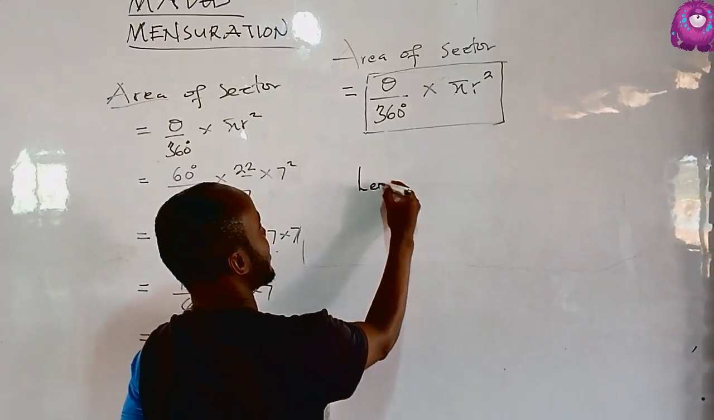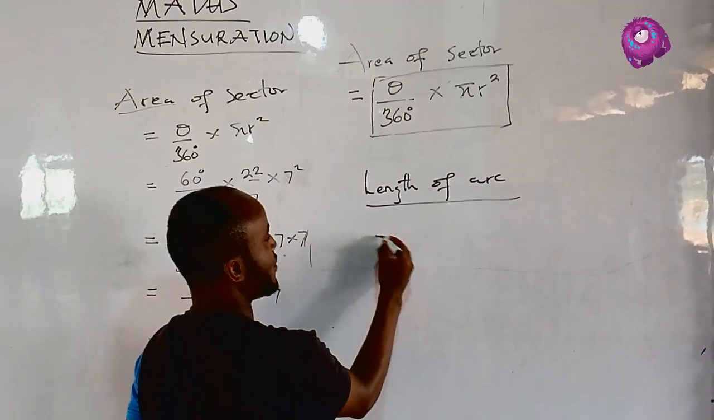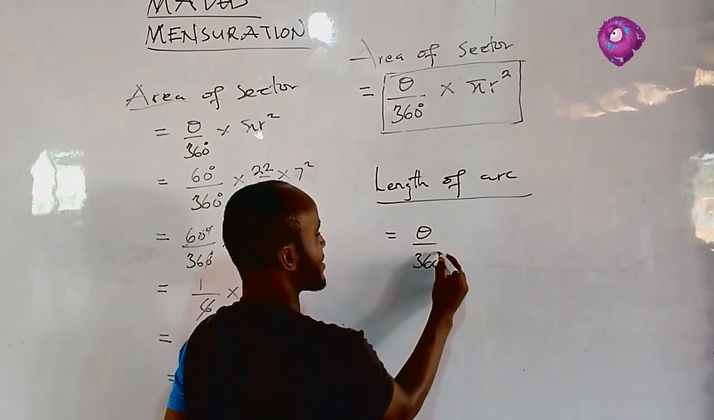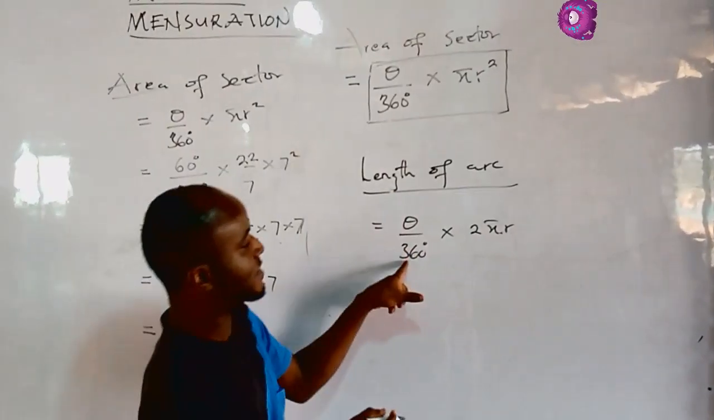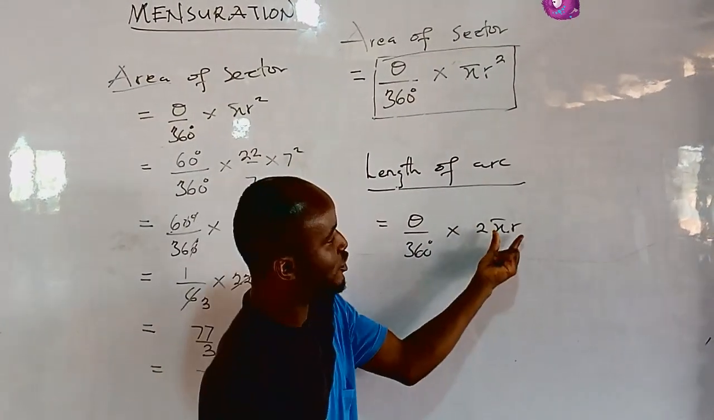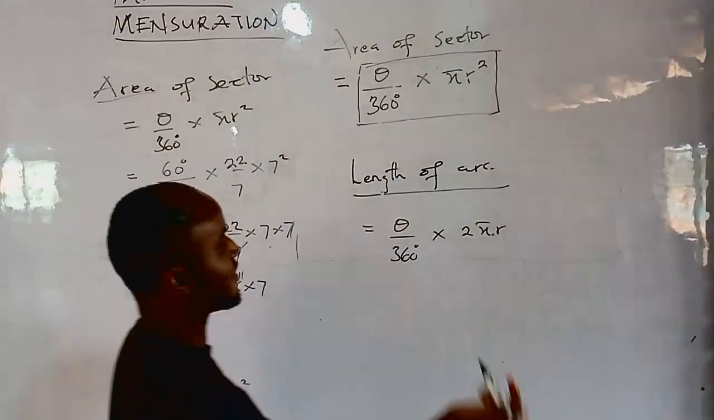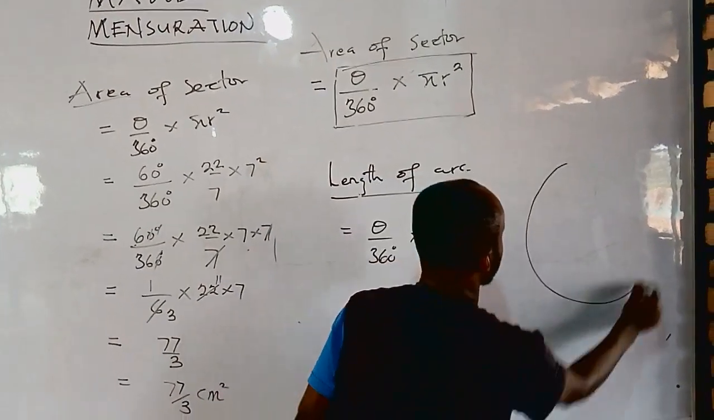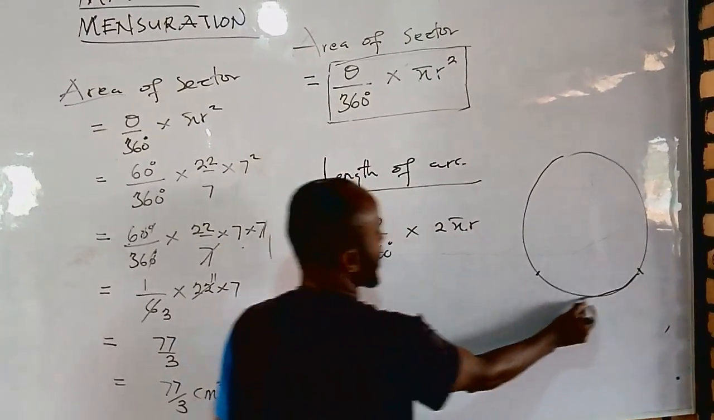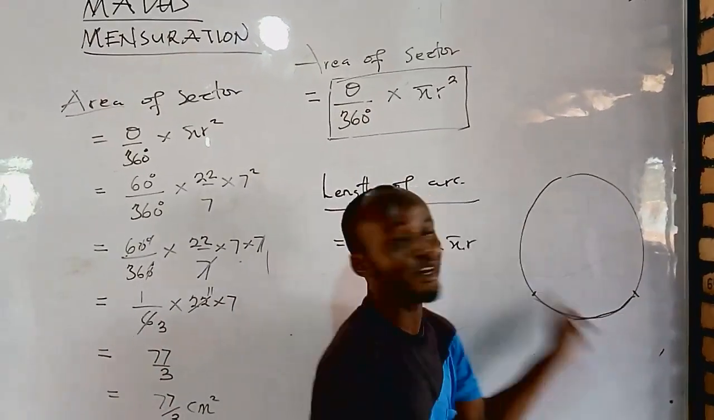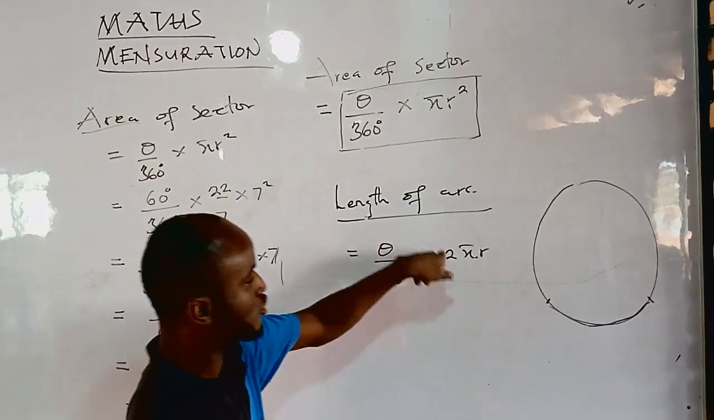Now we have also length of arc. The length of arc is what we normally use theta out of 360 degrees times 2 pi r. Take note, that one is theta out of 360 degrees times 2 pi r. The reason why we are using the 2 pi r is that it's talking about length of an arc, and we know that an arc is a part of the circumference. As I said earlier on, if I have a circle like this, any part, if I take a portion from here to this point, it's an arc. So it is just a part of the whole circumference. That's why we are using 2 pi r. So theta out of 360 degrees times 2 pi r.